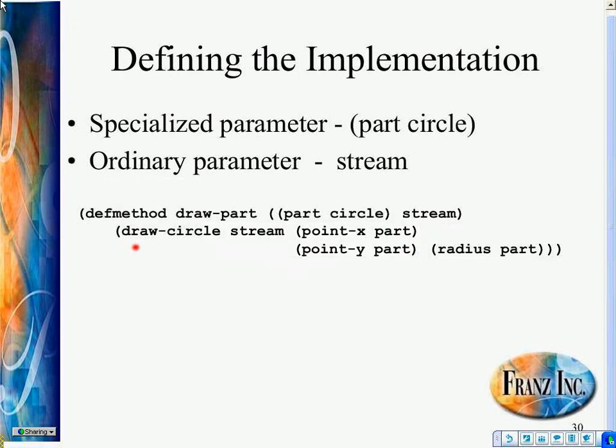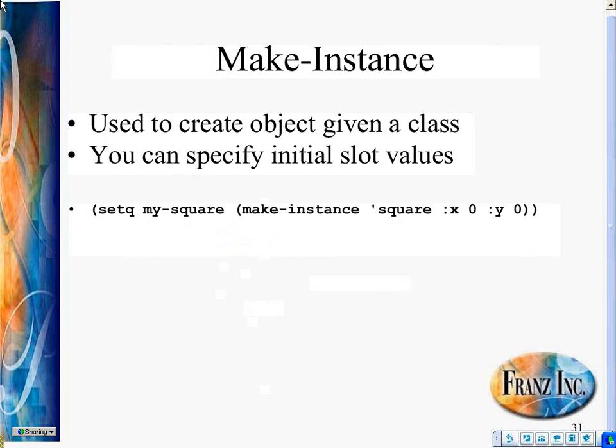Here we actually have a body. We're doing something. Here we're drawing a circle on the stream, and that function does exist within Common Graphics. So assuming that stream was a graphics window, it would actually draw the circle.